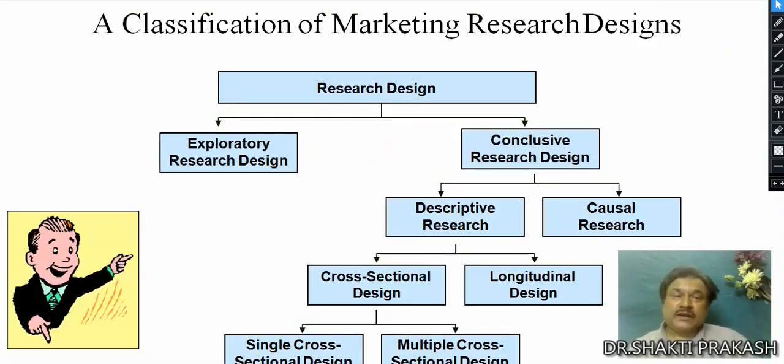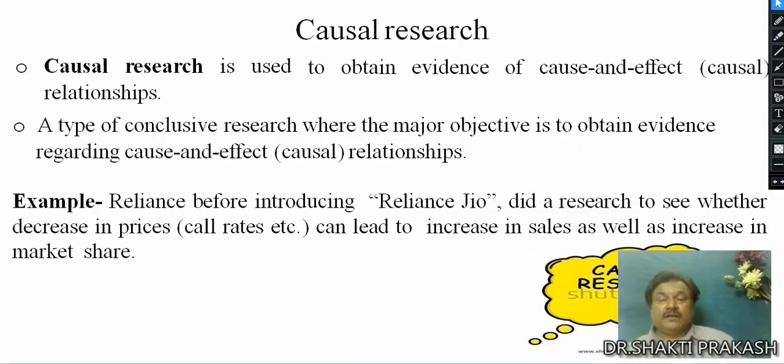A classification of marketing research designs. Research design can be divided into two parts: exploratory research design and conclusive research design. Conclusive research design is again divided into descriptive research and causal research. Descriptive research is again divided into cross-sectional design and longitudinal design. And cross-sectional design is again divided into single cross-sectional design and multiple cross-sectional design.